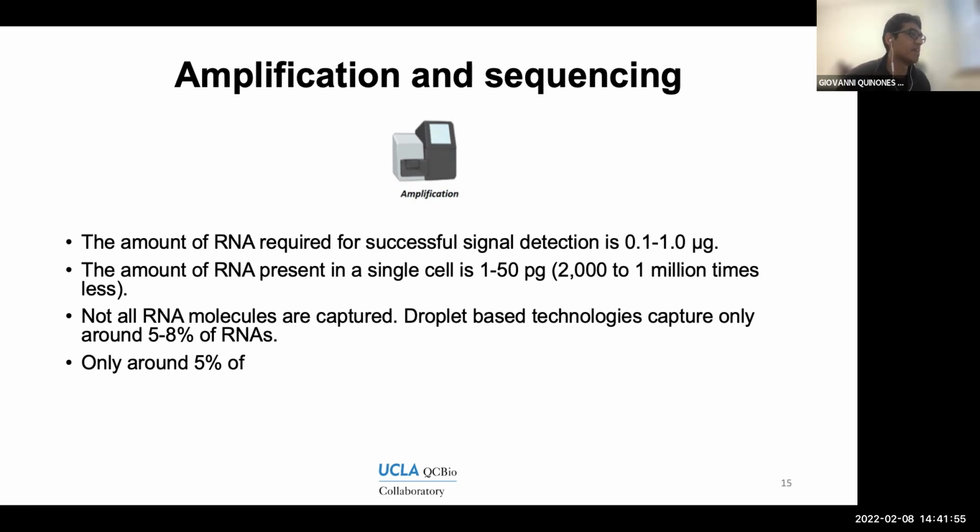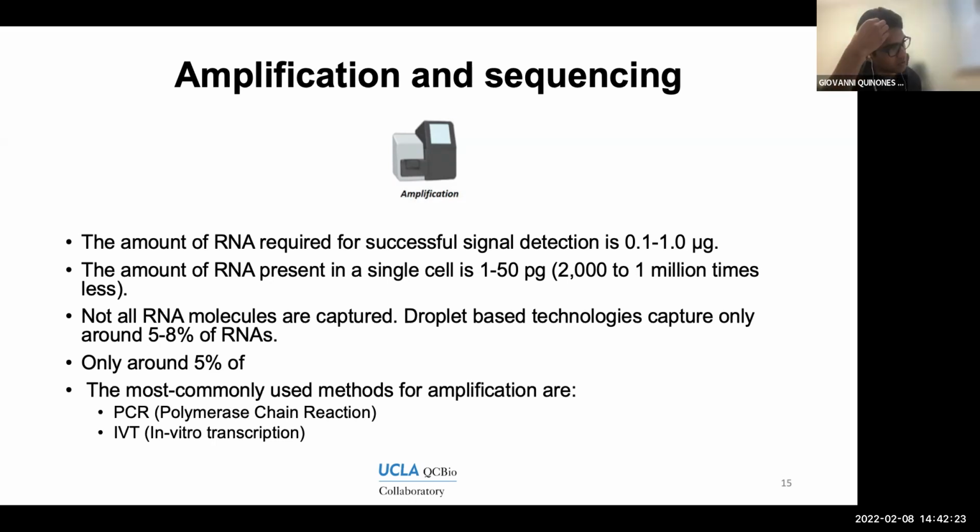As you know, some RNAs are rRNAs, like ribosomal RNAs. Some are tRNAs. Some are non-coding, non-protein coding RNAs. So most of the time we'll be interested only in the mRNA, which is roughly 5% of the total from all the RNA population.